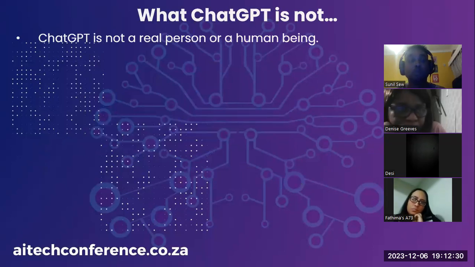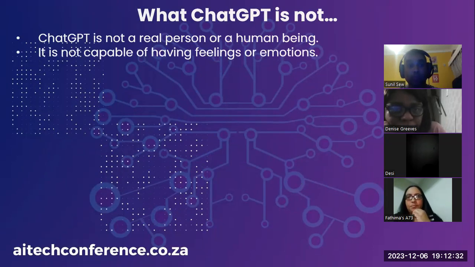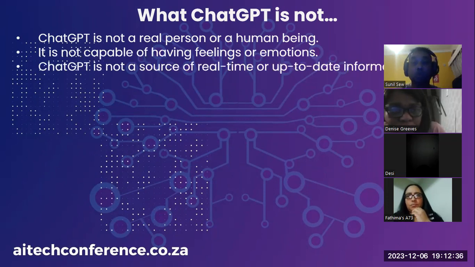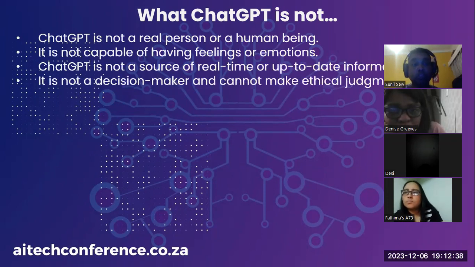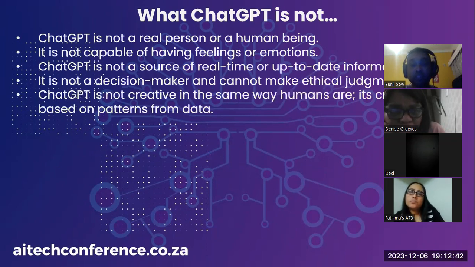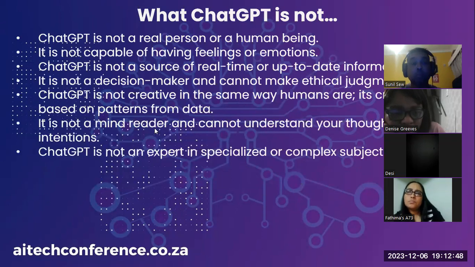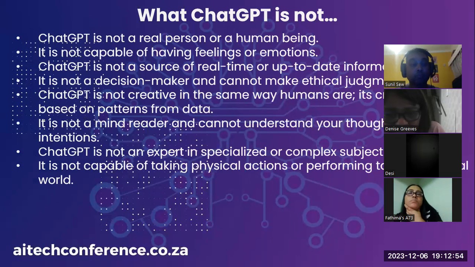So ChatGPT is not a real person or a human being. It's not capable of having feelings or emotions. It's not a source of real-time or up-to-date information. It's not a decision maker and cannot make ethical judgments. ChatGPT is not creative in the same way humans are. Its output is based on patterns of data. It's not a mind reader and cannot understand thoughts or intentions. ChatGPT is not an expert in specialized or complex subjects. It's not capable of taking physical actions or performing tasks in the real world.